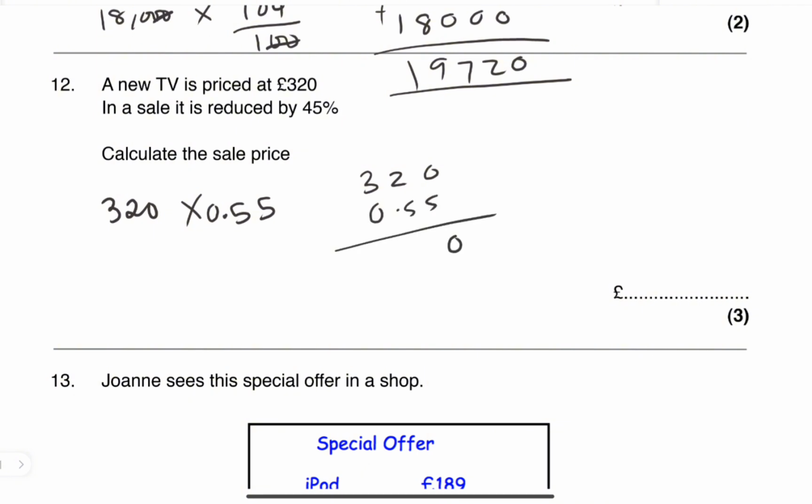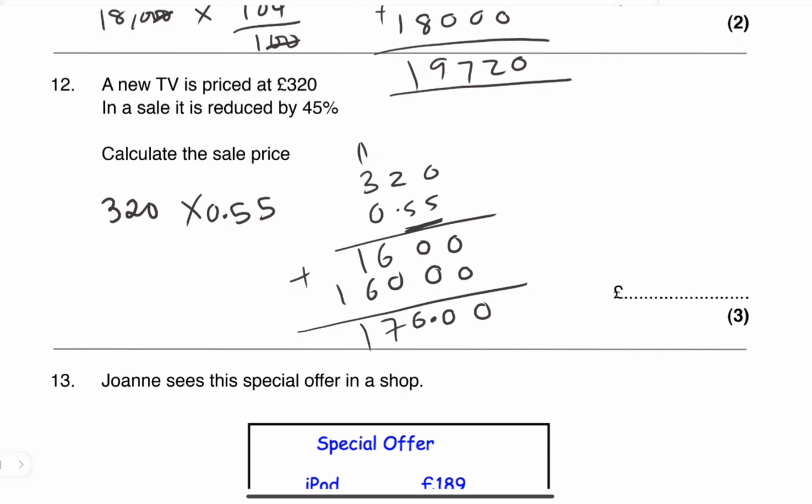So this will be 0. 5 times 2 is 10. 0 here, 1 here. 5 times 3 is 15 plus 1, 16. So add a 0 here. 5 times 0 is 0. 5 times 2 is 10. 0 here, 1 here. Then 5 times 3 is 15 plus 1, 16 as well. So if you add up, this will be 0, 0, 6, 7, 1. So this is 2 decimal places. So I'll put 2 decimal places here. So that will be 176 pounds.